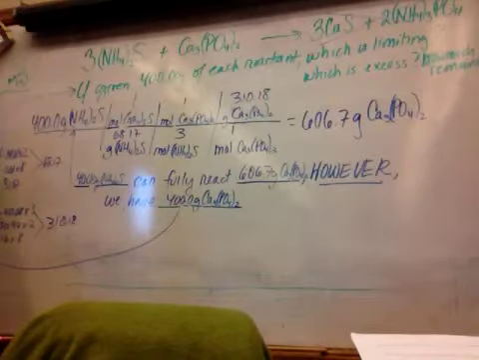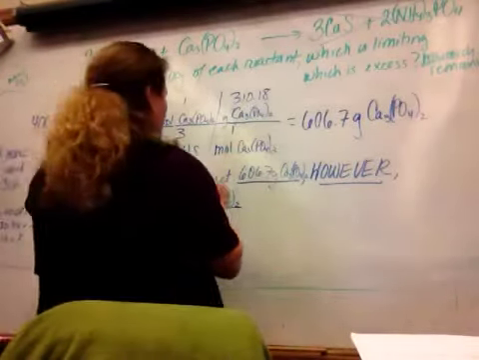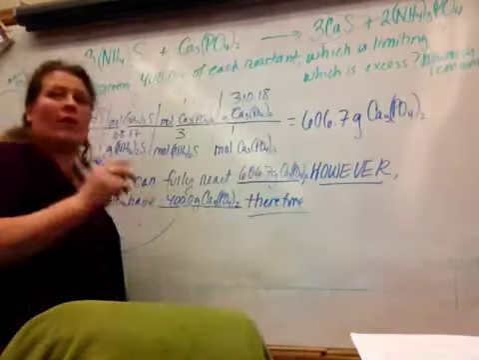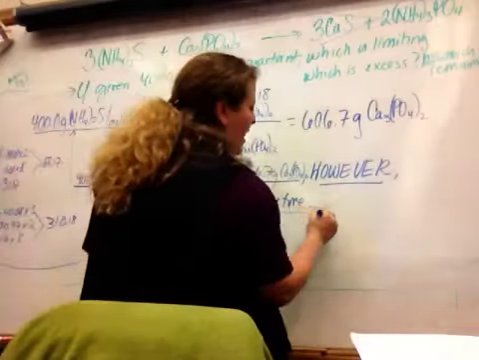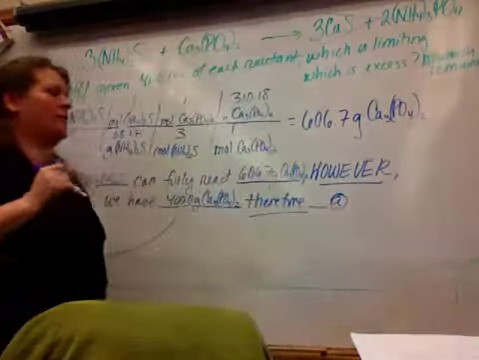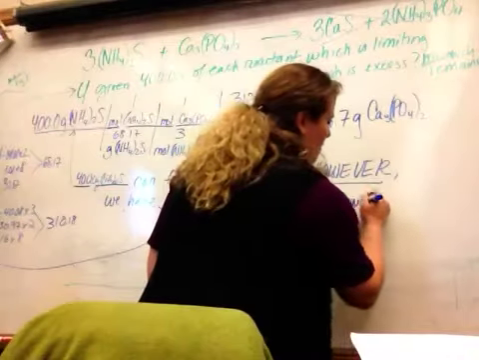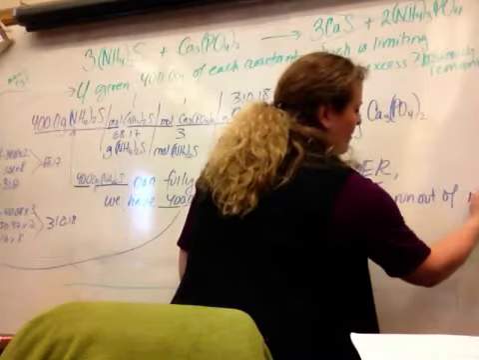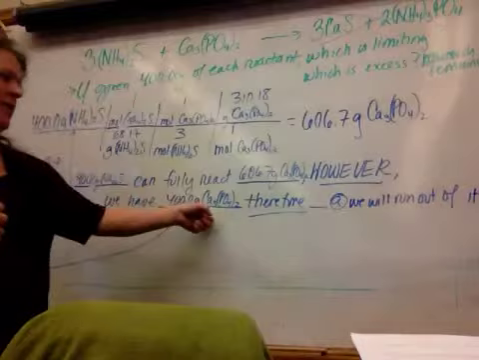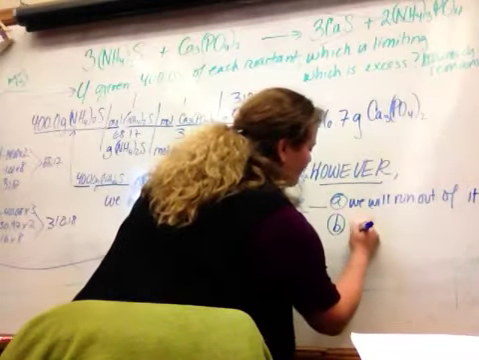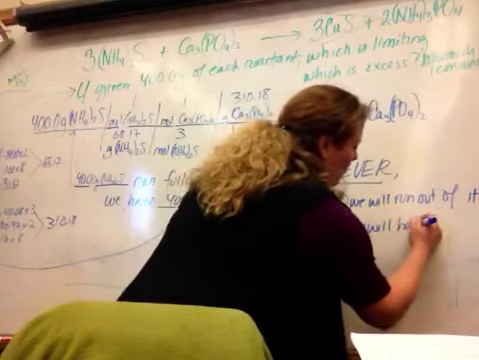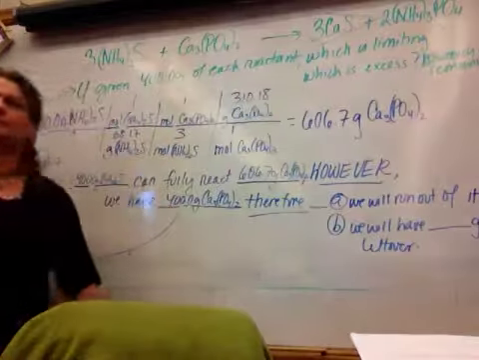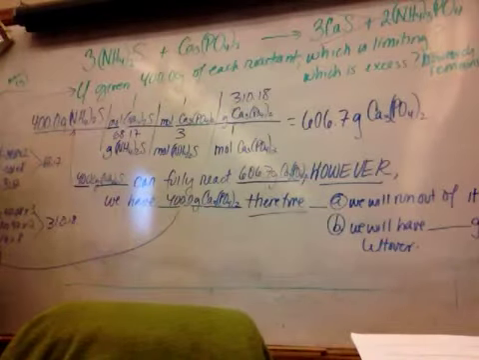Okay? Then, this is like a multiple choice question that you have to answer. Therefore, one of two things is going to happen. Either A, we will run out of it being whatever this is, or B, we will have blank grams left over. Okay? There are two ways that that sentence finishes.